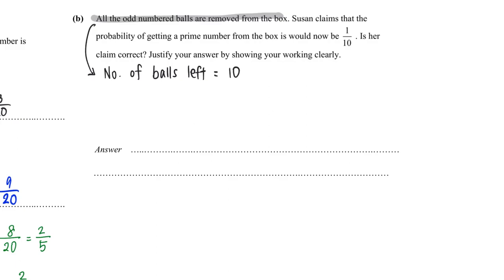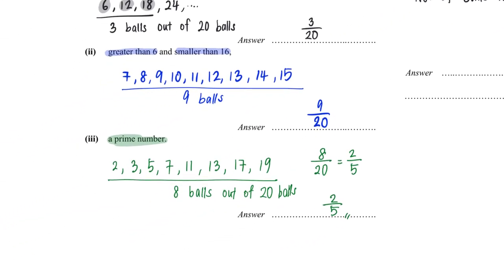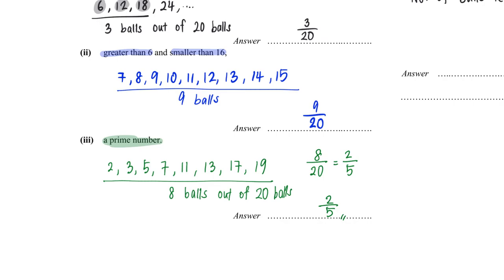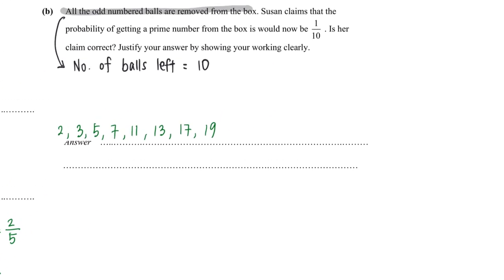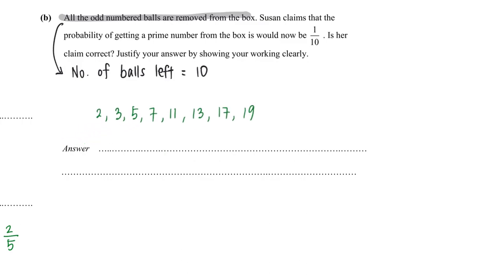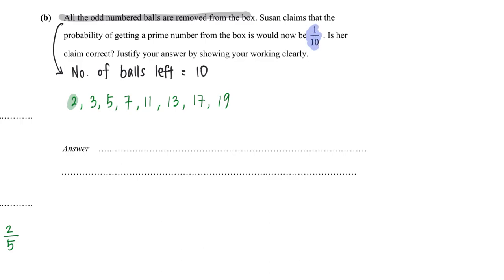Next, out of these 10 balls, which are even numbers, when we look back at this prime number list, I'm going to just make a copy because we are going to use it for our part B answer. Out of these 8 balls, we are only left with 1 even number, which is number 2. And therefore, the probability is indeed 1 out of 10.